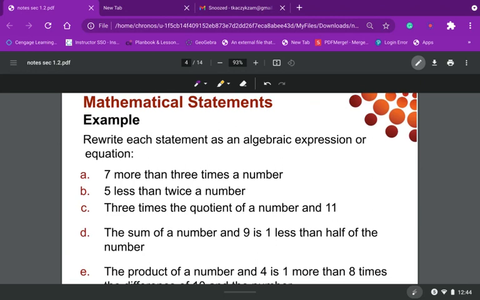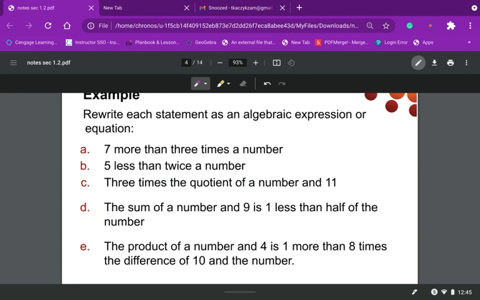So here I want to go over the example. We have to rewrite each statement as an algebraic expression or equation. The first one: 7 more than 3 times a number. So the solution here will be 7. The word more stands for plus, 3 times a number. So 3 times stands for multiplication, and number, we don't know what number, so this is your variable. I'm just going to introduce x. So 3x.